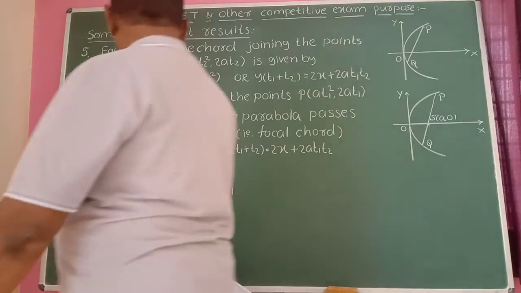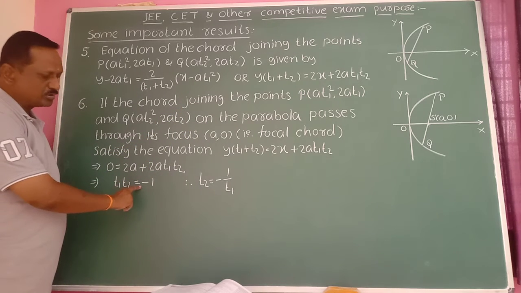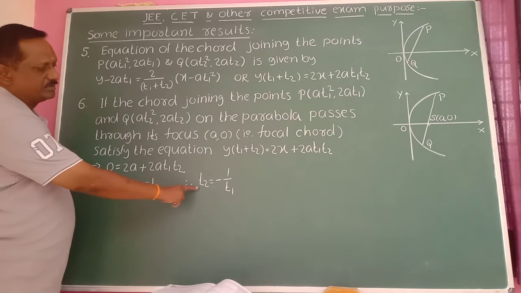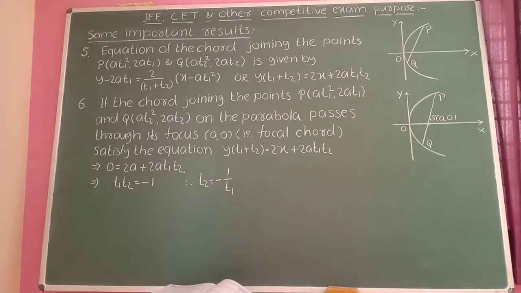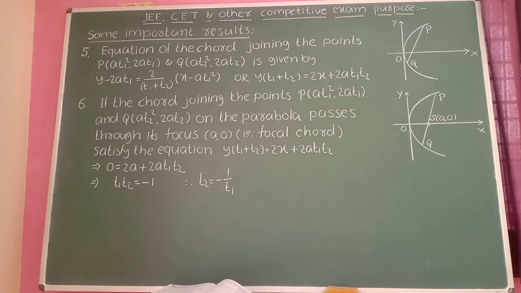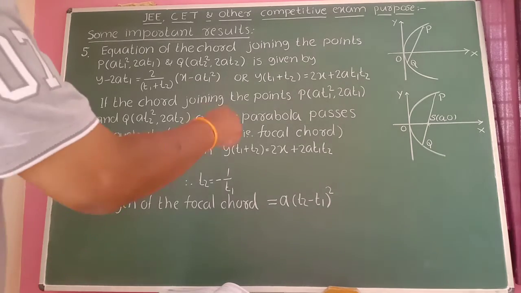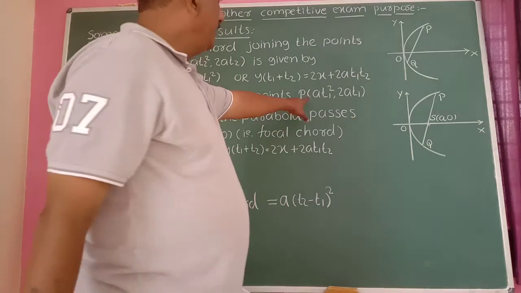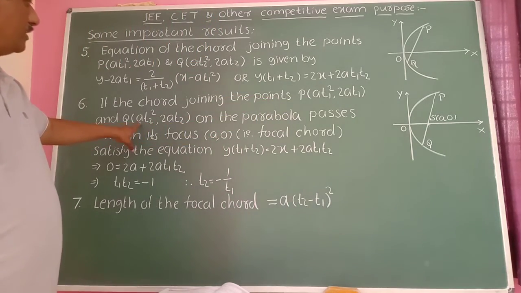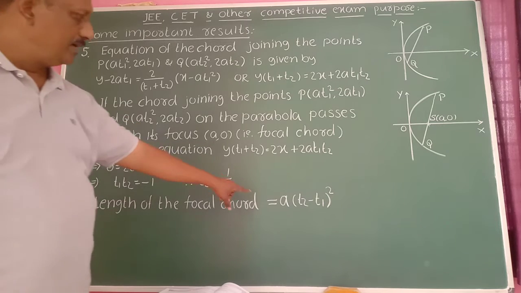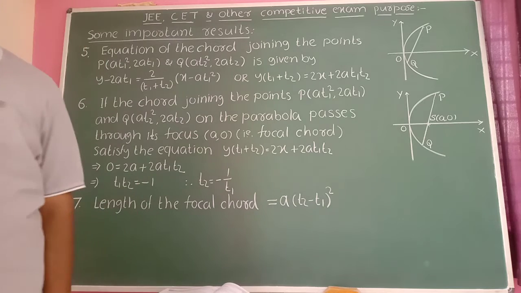Therefore, the condition for a focal chord is t1 t2 = -1, or t2 = -1/t1. And the length of the focal chord: one end is (a t1², 2a t1), the other end is (a t2², 2a t2). The length is given by a(t2 - t1)².